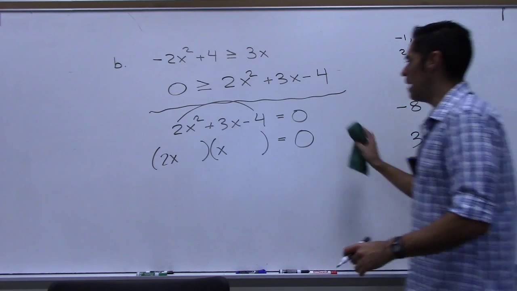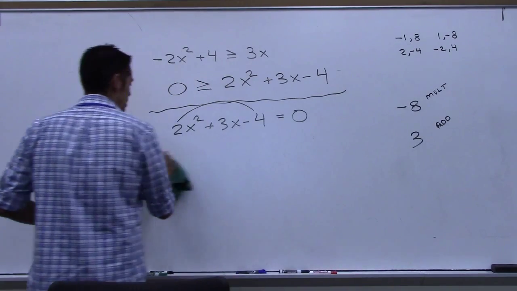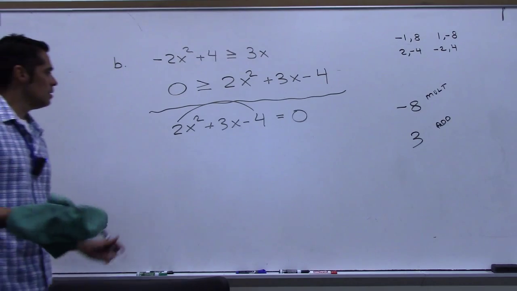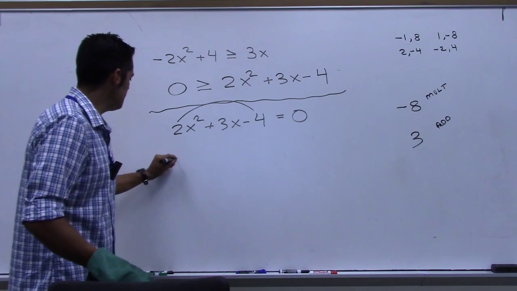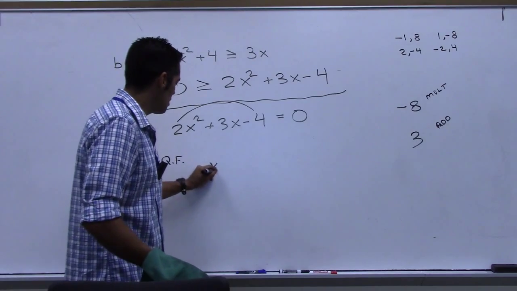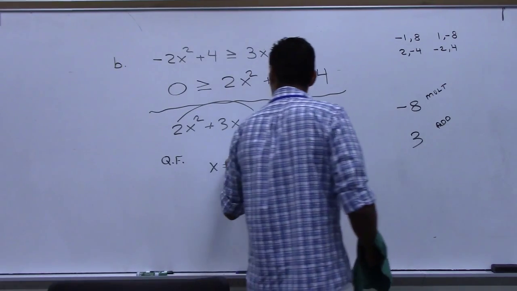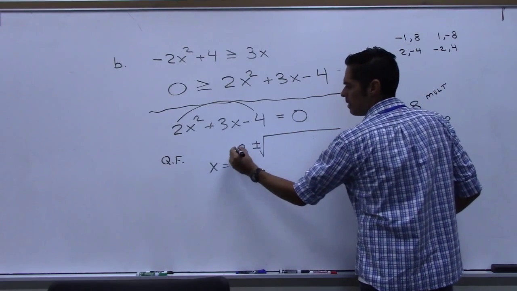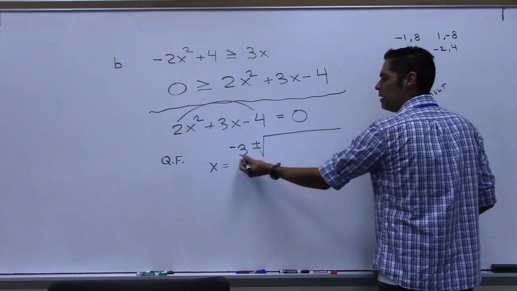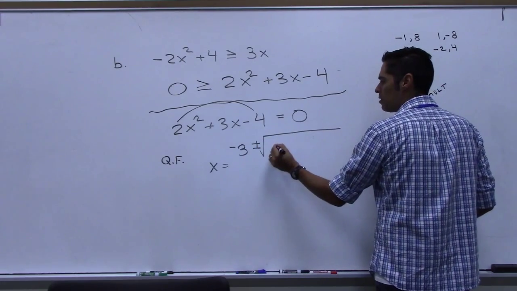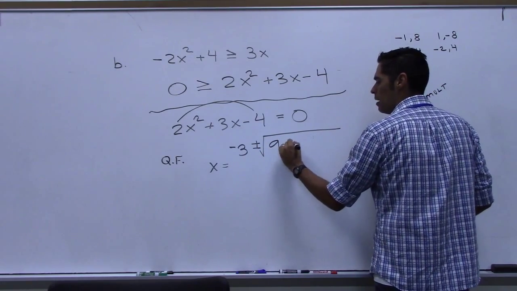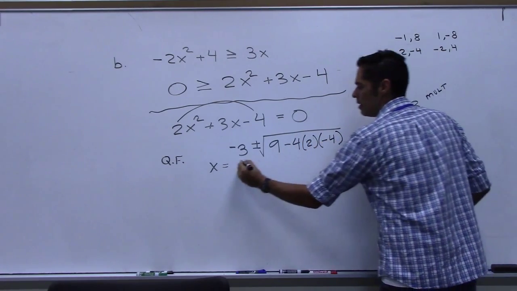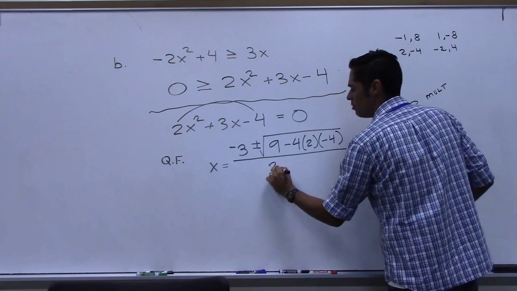Yep. So at this point, we would use the quadratic formula, right? If it doesn't factor. So here we go. Quadratic formula. My solutions are, let's see, -3, right? -b plus or minus the square root of b squared, which is 9, minus 4 times a, which is 2, times c, which is -4. The entire quantity, everything there, divided by 2 times a.